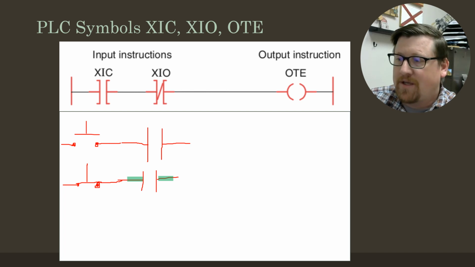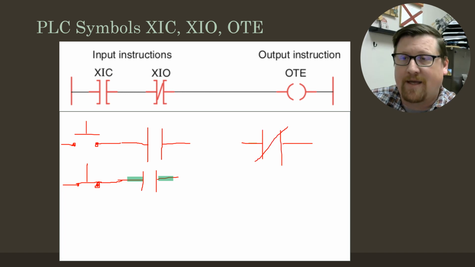And so the examine if open, it has the line through it, and so it looks like a normally closed contact from motor control. But you have to get out of that thinking when you're thinking about PLC. So in PLCs, this is an examine if closed. This is an examine if open.